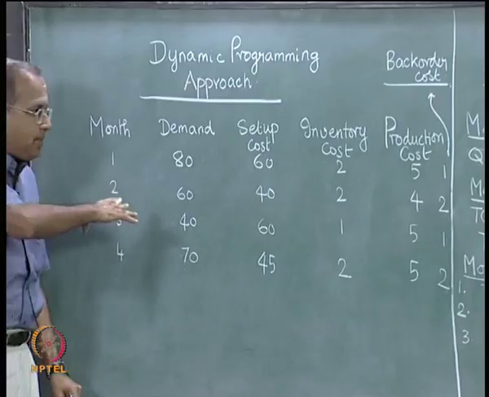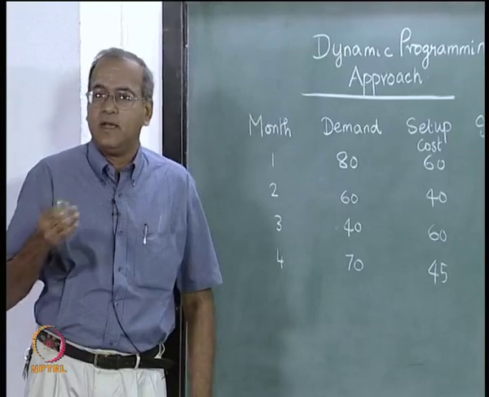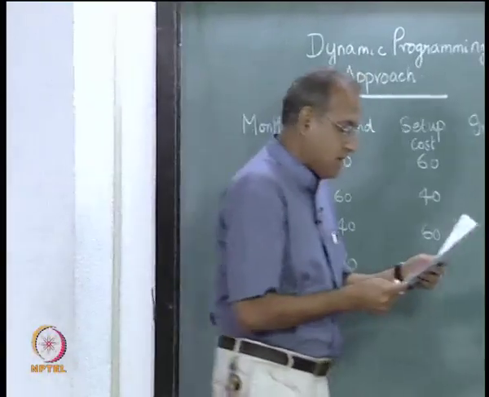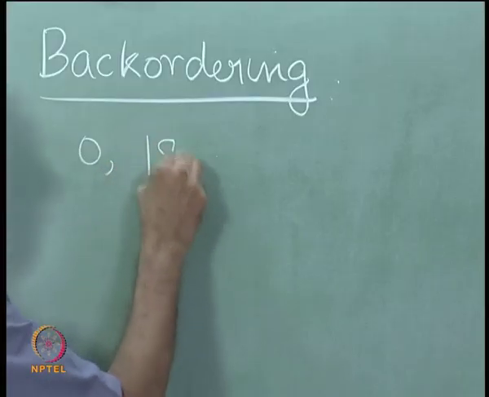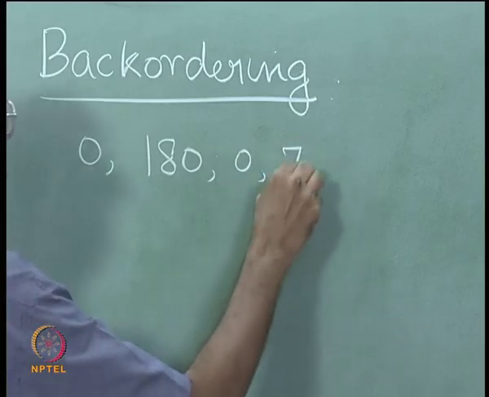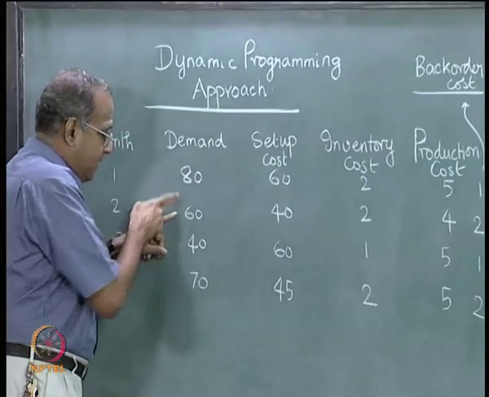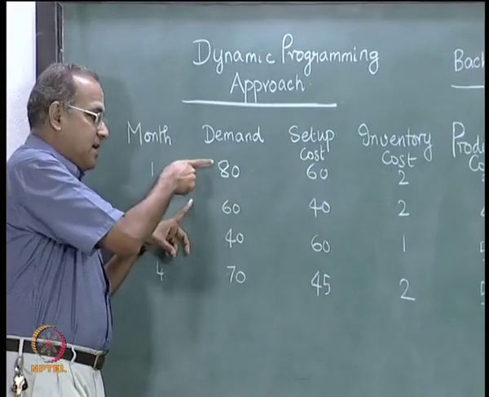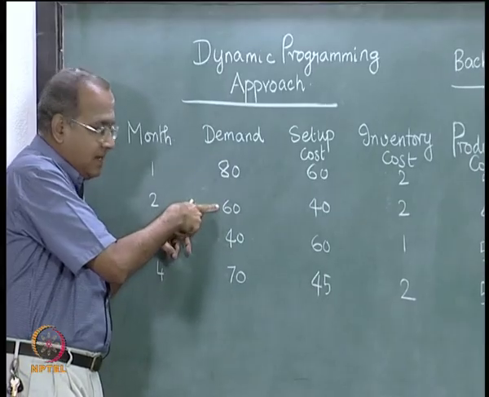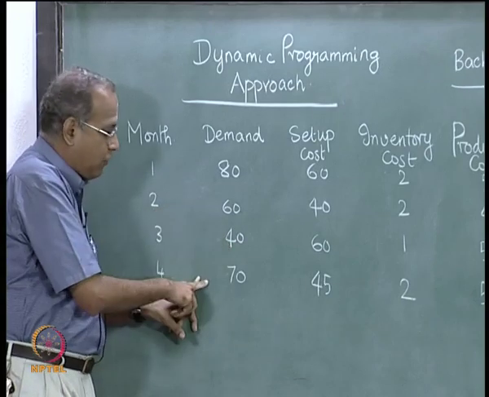Now, as I said, it throws open several scenarios. So, let us just look at one scenario that involves backordering, and let us try and find out the cost. Let us look at a scenario of 0, 180, 0, 70. It means I am going to produce 80 plus 60 plus 40, 180 here, which means I am backordering this demand, I am meeting this demand in the month itself, and I am carrying to meet this demand, and then the fourth one that comes here.